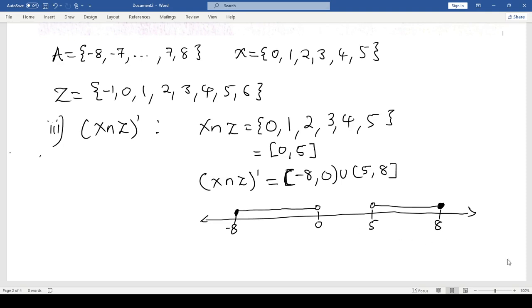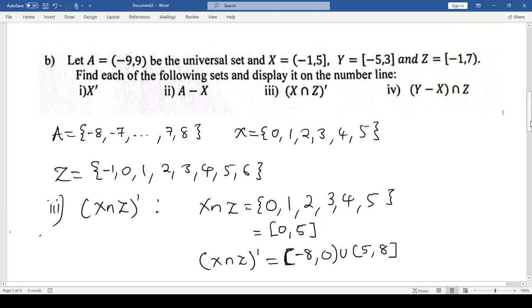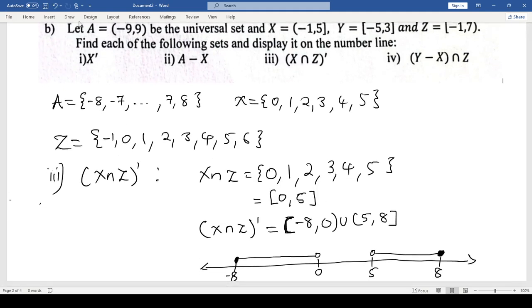Okay, let's look at the next one then. You can just erase this.